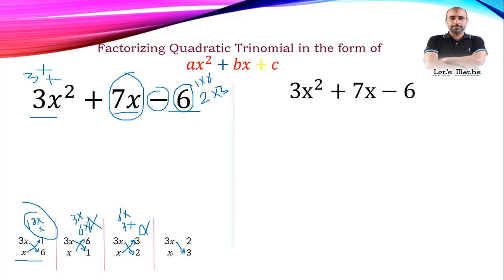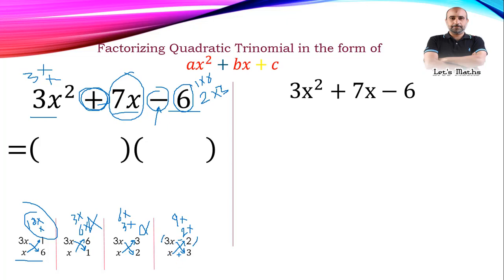Let's check the last probability. 3x multiply 3 equal 9x. X times 2 equal 2x. Now the difference between them is 7. Yes, that we are looking for. The sign of the absolute number is negative. Then the greatest result must be positive. Which is the greatest result is 9. So 3x multiply 3 must be positive, and x multiply 2 must be the otherwise, which is negative.